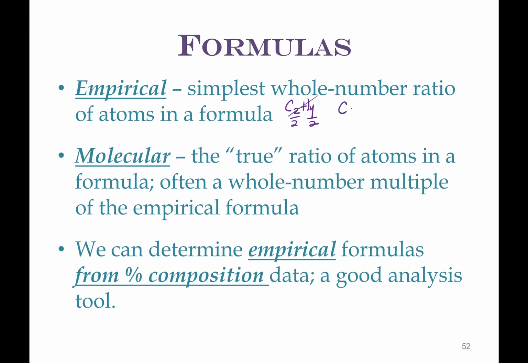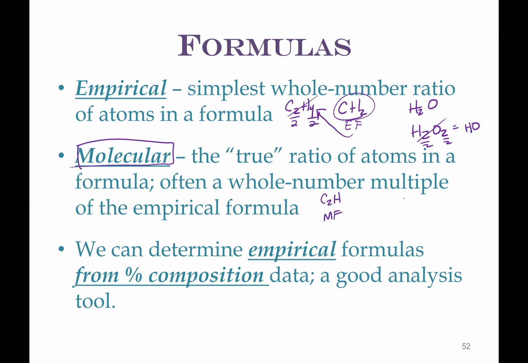and get CH2. But something like H2O, I can't divide those, but something like peroxide, I can divide both of these by 2, so this is not an empirical formula. The empirical formula would be HO or OH. So the molecular formula then is the true formula. So this would be the empirical formula. The C2H4 in this case would be the molecular formula.